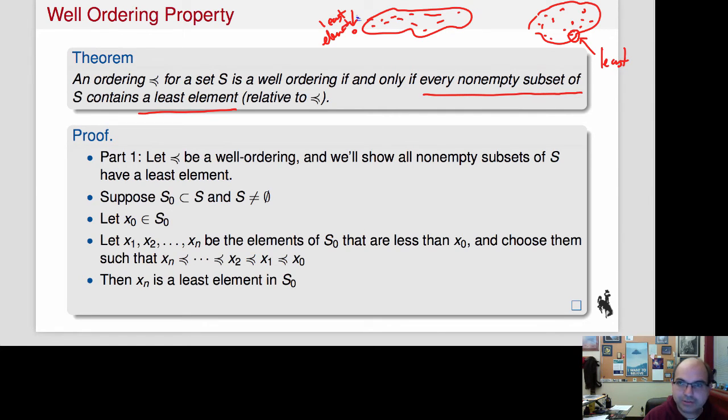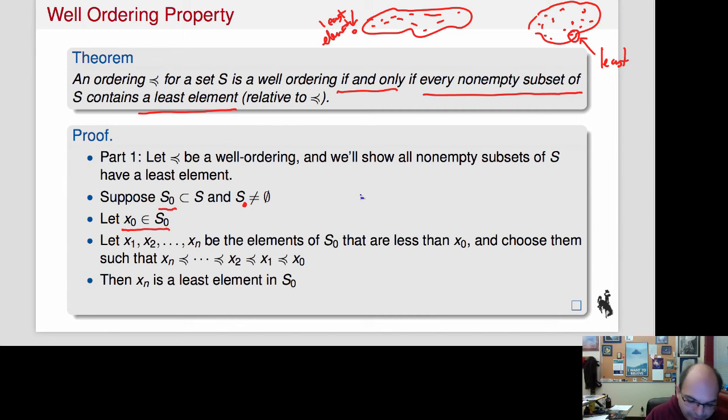It turns out that it's real easy to prove this, so let's go ahead and do that. This is an if and only if, so we have two parts. Let's start by showing that if we have a well ordering, then all non-empty subsets have to have a least element. So let's take a non-empty subset S0, so S0 is not equal to the empty set. That means I can now choose an x0 that belongs to it. That's what it means to be non-empty: it's got at least one element.